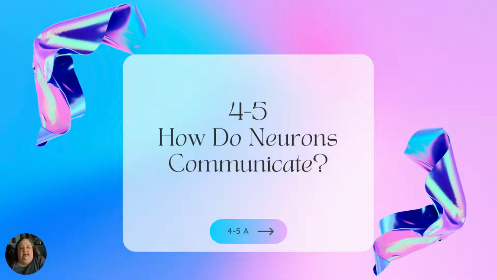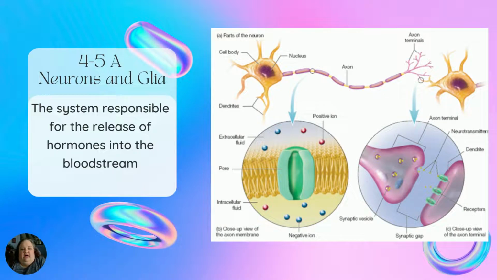And then how do neurons communicate? That's our last section. Basically, they talk through neurons and glia. That's the system responsible for the release of the hormones into the bloodstream. Here you have a nerve cell, a neuron, that you can see up here. You have the cell body, you have the nucleus, you have the axons, and then you have the axon terminals.